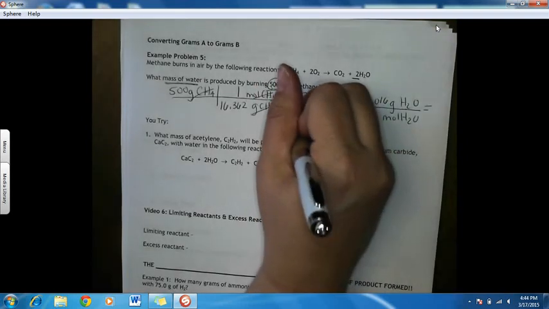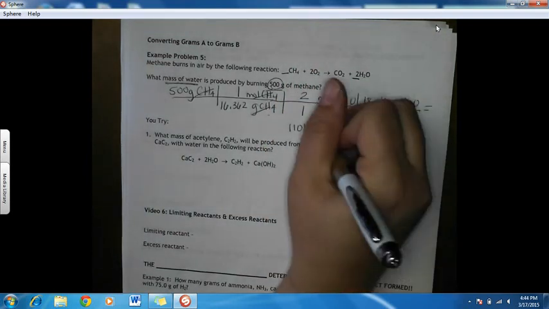Alright, so then we're going to multiply across the top and divide by what's on the bottom. So 500 times 2 times 18.016 divided by 16.362, and then divide by 1 and 1. And we get 1101. So we started with one significant figure. 500, no decimal point, is one significant figure. And so we got this answer. If we want to round it to correct significant figures, then we need one significant digit. And so the 1000 would be our one significant digit. And so this would be 1000 grams of water.